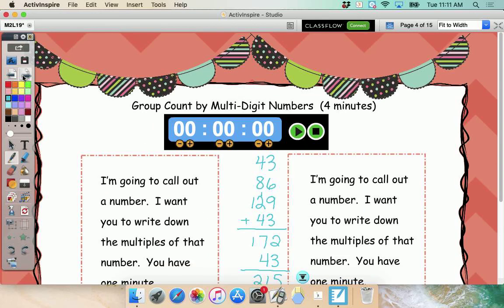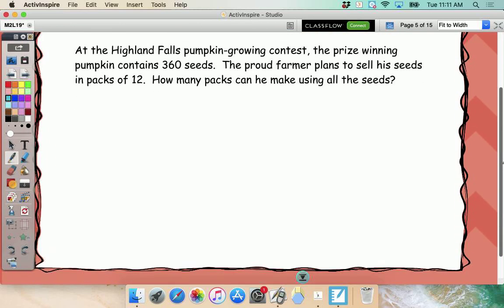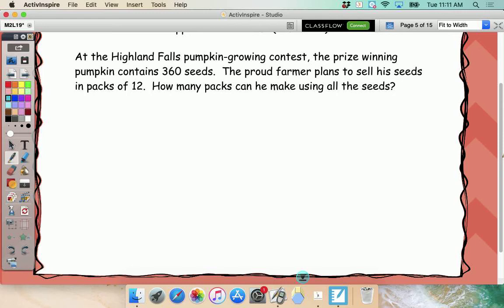All right. So this application problem reminds me of that Berenstain Bears book, The Prize-Winning Pumpkin or something like that. Oh, that one. I don't know, but doesn't Papa Bear grow a big pumpkin? Oh, yeah. But somebody grows a bigger one? Is that how it goes?